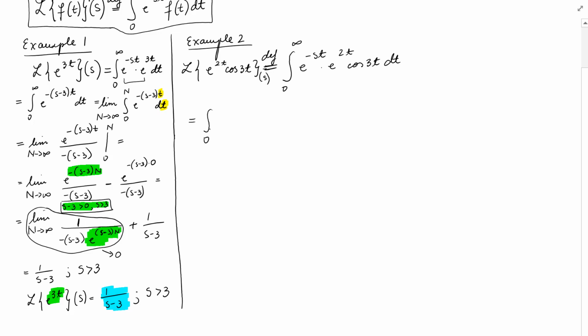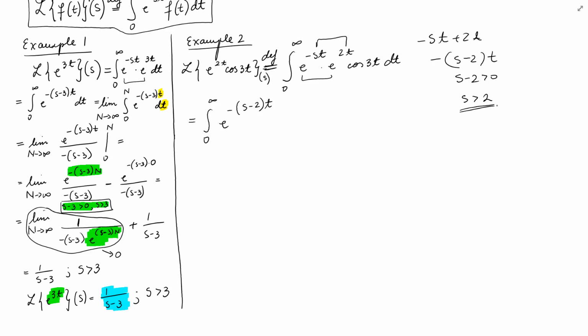The next thing that I'm going to do is combine these two, copy the base and add the exponents, and I will write it in this format. So instead of just writing negative st plus 2t, I choose to factor out a negative t and get s minus 2, just so that it's easier to write the condition s minus 2 greater than 0, so s greater than 2, which helps make this improper integral converge. And then times cosine of 3t dt.